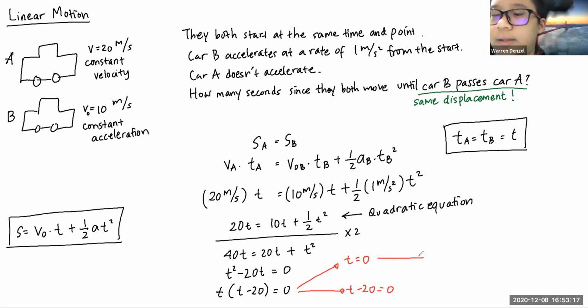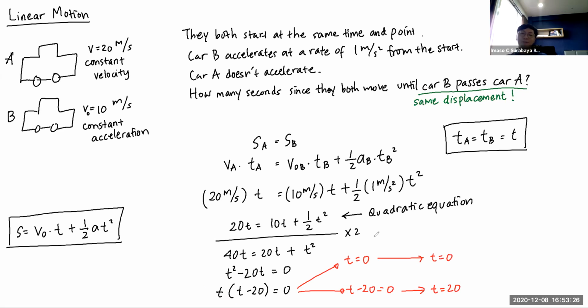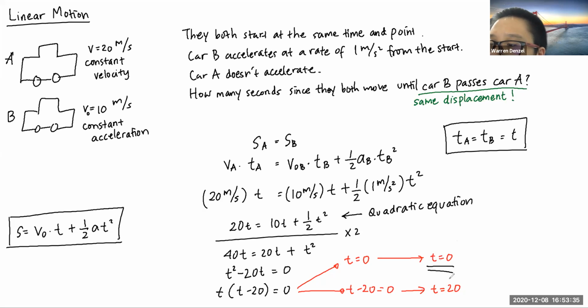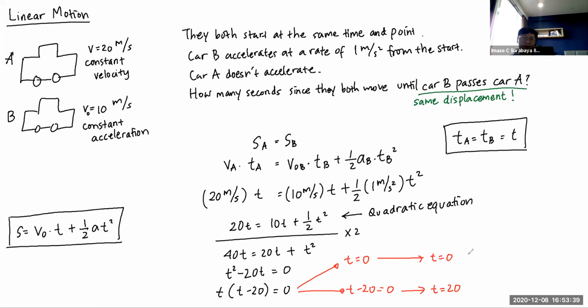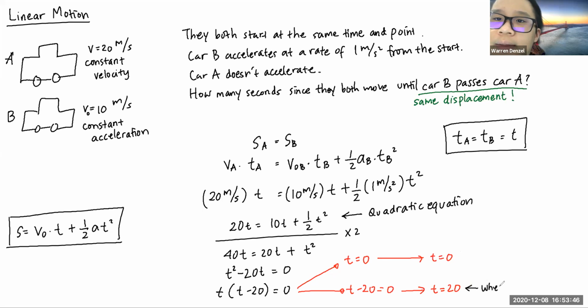If t equals 0, then that means in no time at all, B is already teleported with A. So we have two answers, right? t minus 20 equals 0, so t equals 20 is our answer in this case. But why do we have two answers, do you know? What is the physical manifestation of this one? In the second one, it took 20 seconds for B to catch up with A.